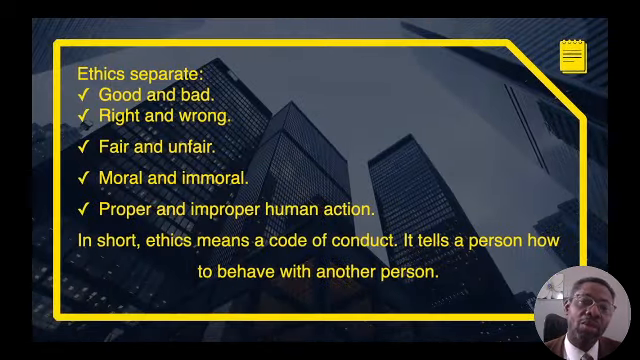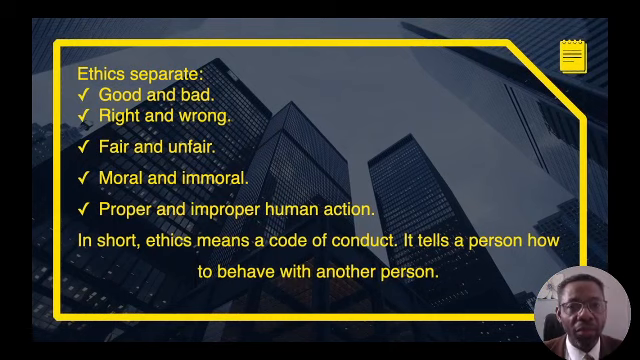So when we talk about corporate ethics, you now see that it has to do with the aspect of behavior, the behavior of the organization in the society, and that they are doing good things in the community.